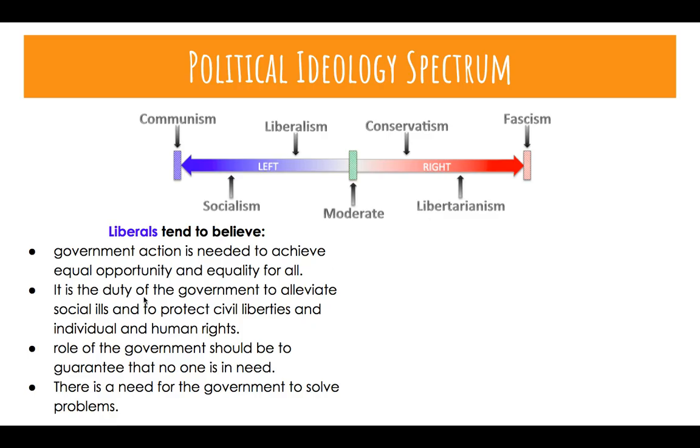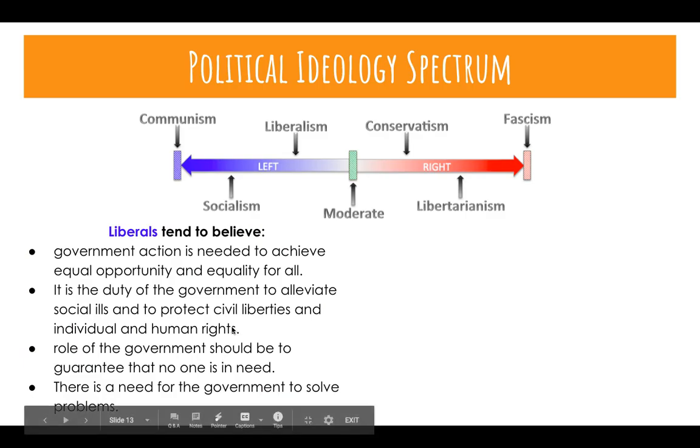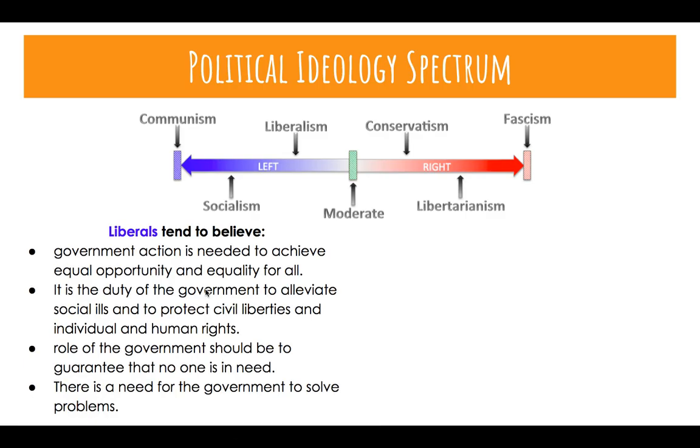Liberals tend to also believe that it's the responsibility of the government to alleviate social ills or problems and to protect civil liberties and individual and human rights. So again, the government needs to step in, a little bit of a bigger role here to make sure that everyone is equal. The role of the government should be to guarantee that no one is in need, again, going back to that economic equality, and there is a need for the government to solve problems. So we'll see this, in terms of, like I said before, those welfare programs.